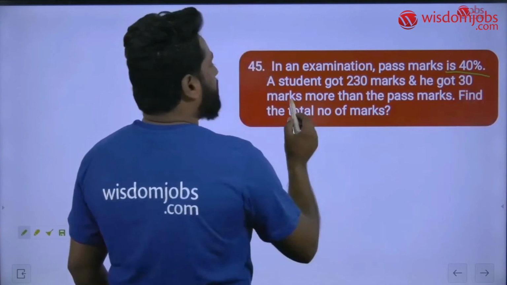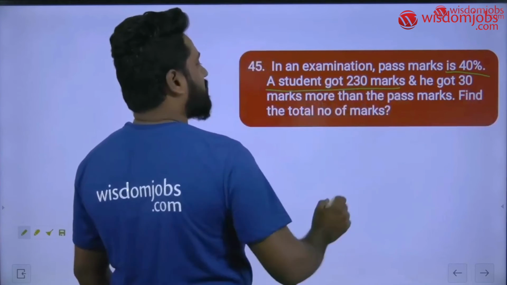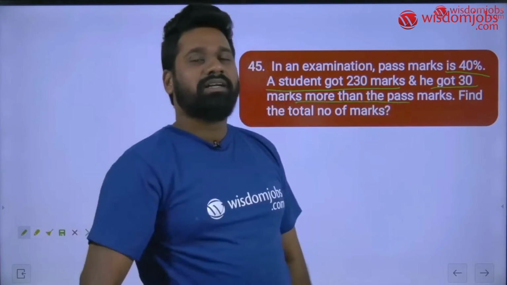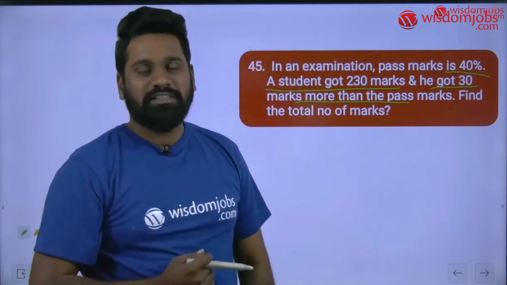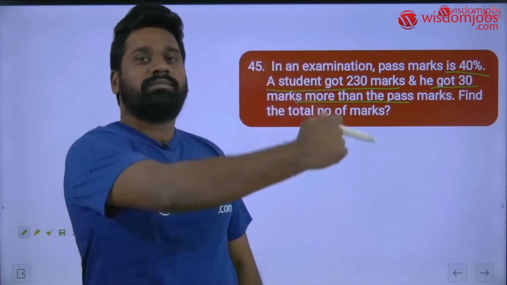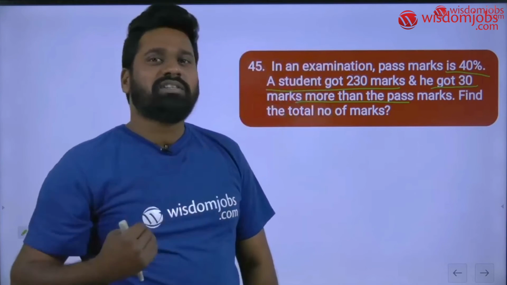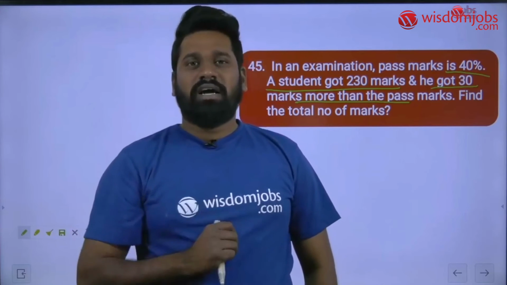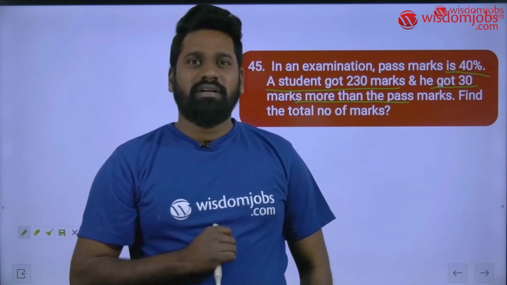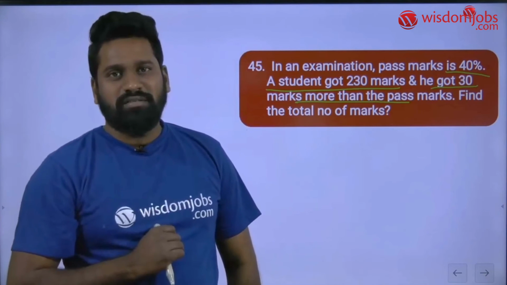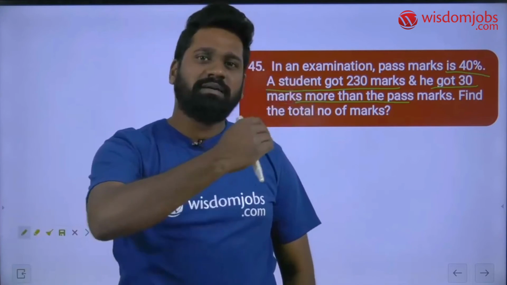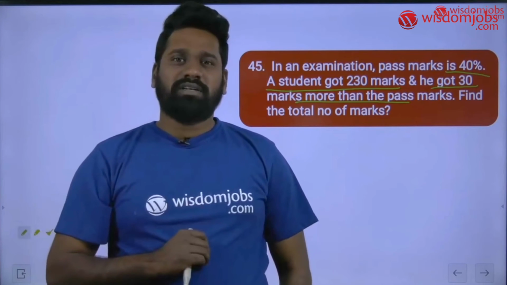But here something is different from those three. 40% is the pass mark, and a student got 230 marks, which is 30 marks more than the pass marks. In the previous one, it was 6 marks less than the pass, that is why he failed. But here it is 30 marks more than the pass. If you remove those 30 marks, it again represents pass marks only. For example, the pass marks of the examination is 70 marks, and you got 100 marks, which indicates that you got 30 marks more than the pass. If you remove those 30 marks from your marks, you will get the pass marks of the examination.